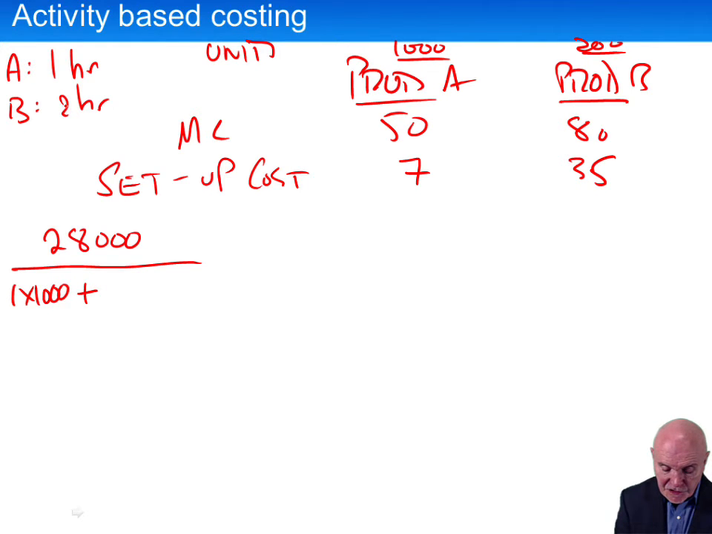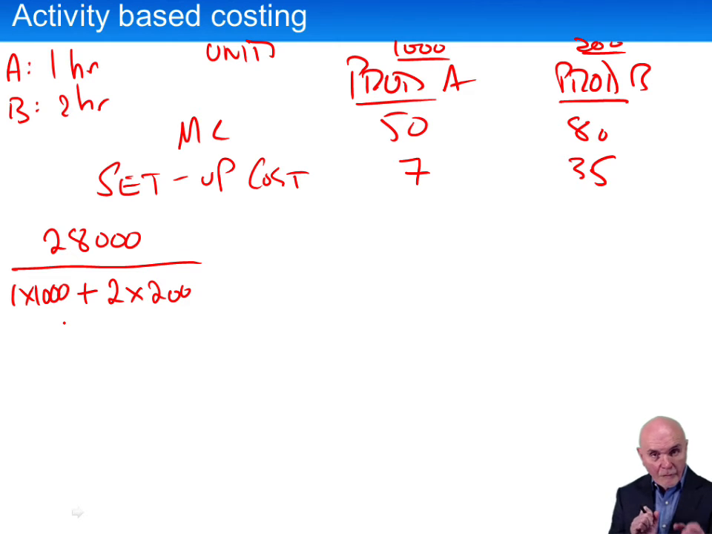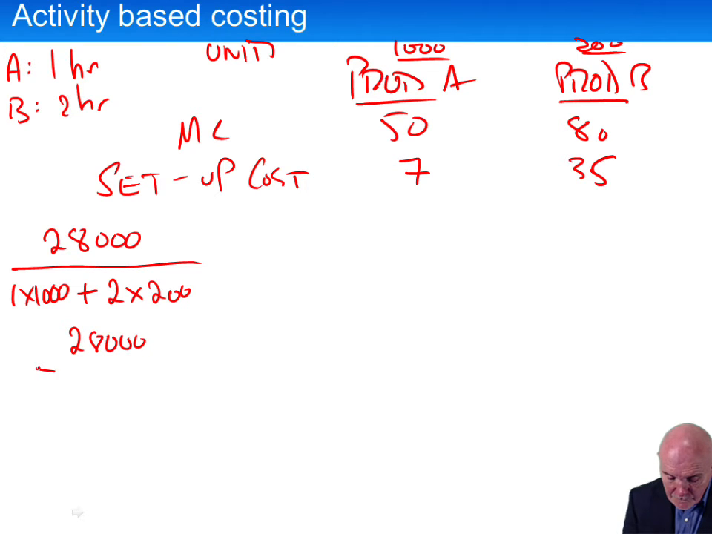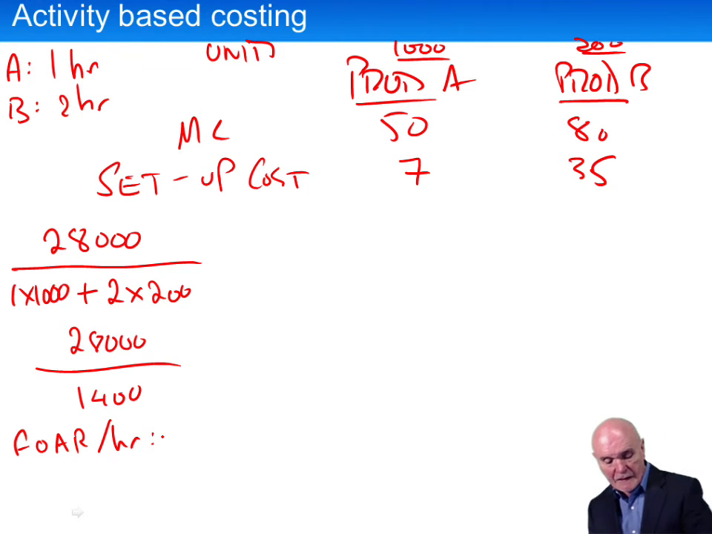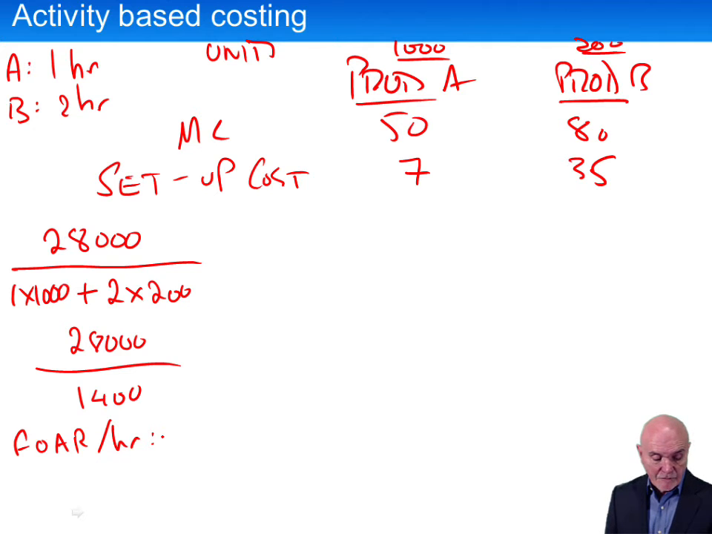And we're saying each unit of B would take 2 hours. That's going to be 200. So we'd end up there with, if it was 1 hour and 2 hours, and that doesn't really matter, we just want to get the 1 to 2 ratio in here. It'd be 28,000 over 1,400. So the fixed overhead absorption rate per hour, on our pretend hours at any rate, is going to be 28,000 divided by 1,400, which is 20.